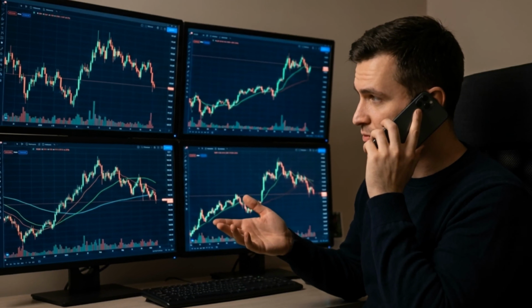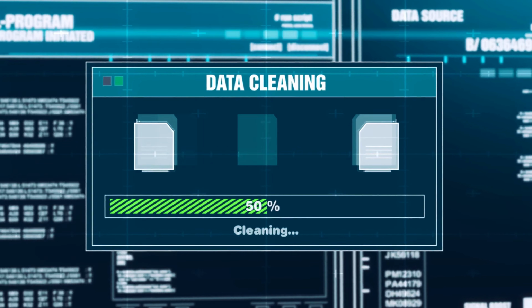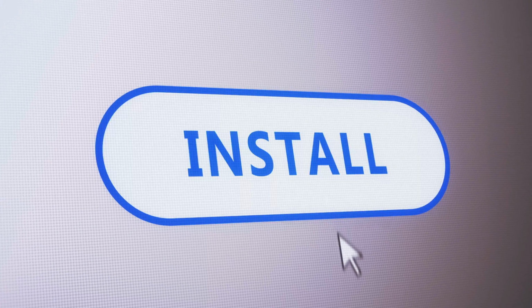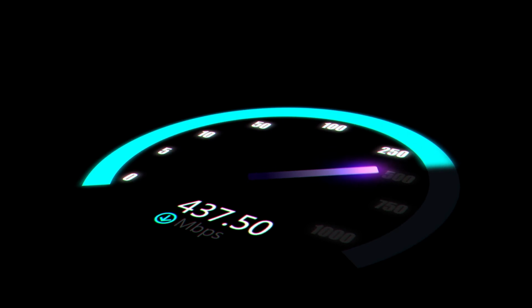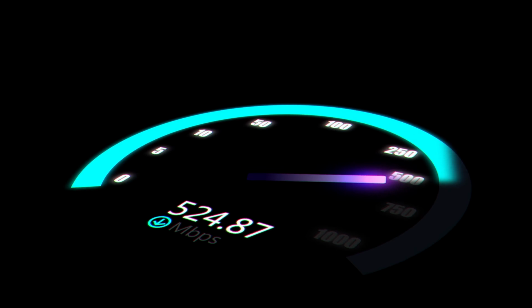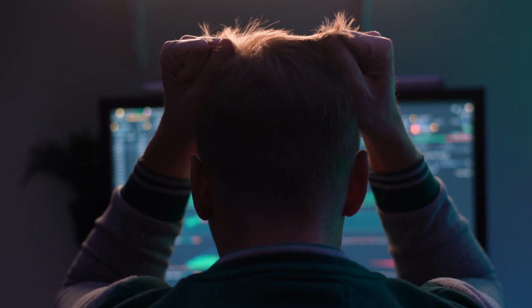Maybe you've called Schwab tech support. They tell you to clear your cache. You clear your cache? Nothing. They tell you to reinstall. You reinstall. Still slow. They tell you it must be your internet. You run a speed test and your internet's perfect. Now you're missing fills and you're pulling your hair out.